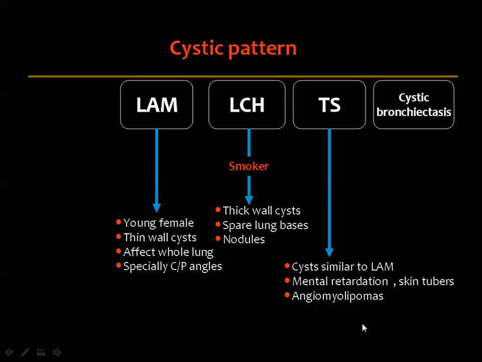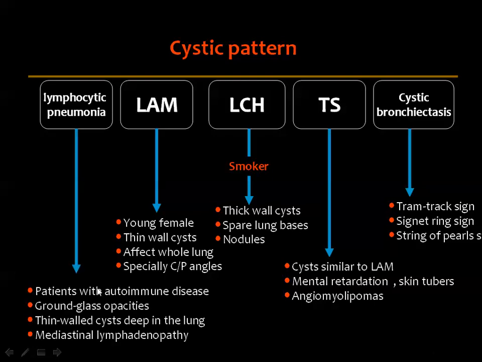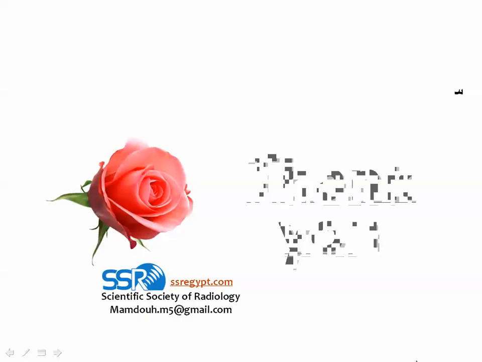In cases of cystic bronchiectasis, you can see the previously mentioned signs, including the tram track sign, the signet ring sign, and the string of pearls sign. And lymphocytic interstitial pneumonia: number 1, patients with autoimmune disease. Number 2, ground glass opacities, thin-walled cysts, and mediastinal lymphadenopathy.